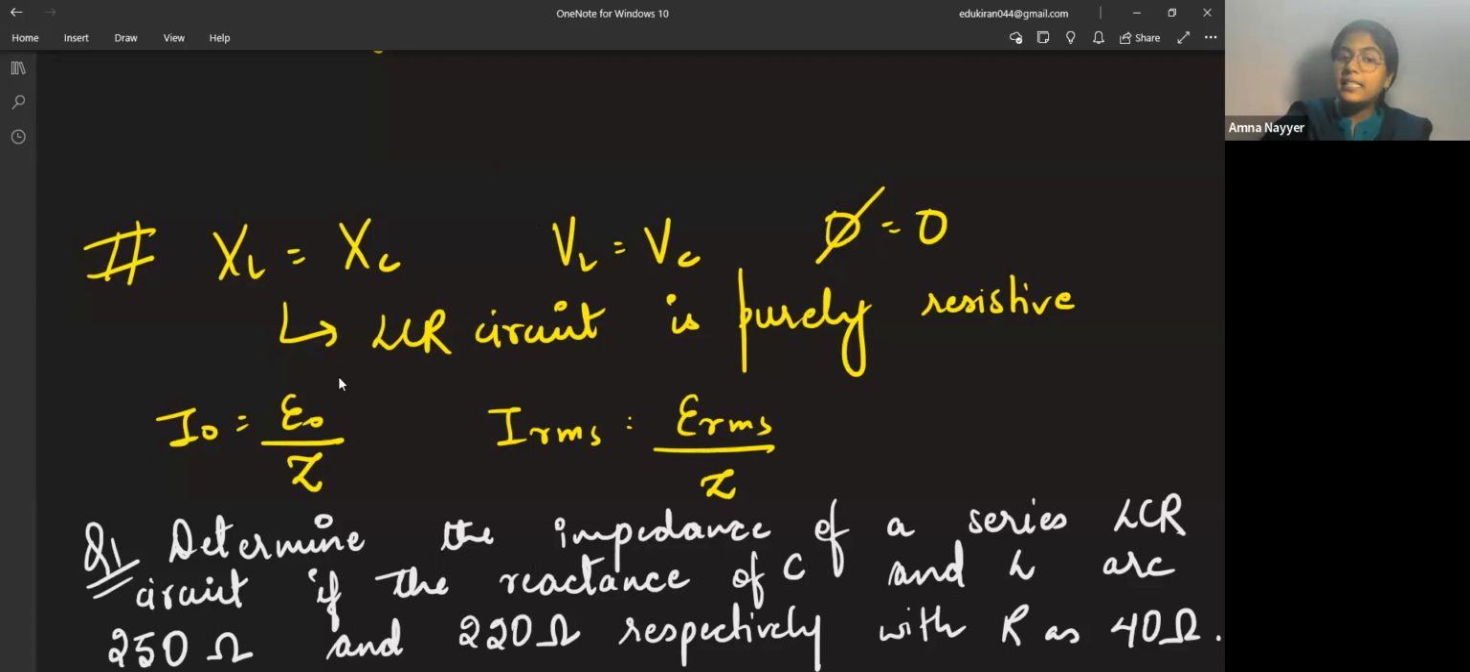Otherwise, for your LCR circuit, I naught will be equal to E naught by Z. Only resistor circuit, I naught is equal to E naught by R. Purely inductive circuit, I naught is equal to E naught by XL. Purely capacitive circuit, I naught is equal to E naught by XC. LCR circuit, I naught is equal to E naught by Z. Z is a combination of all the three. Similarly, IRMS will be ERMS by Z. And one relation I hope you all remember, IRMS is equal to I naught by root 2, ERMS is equal to E naught by root 2. This can also be helpful. Note down all this.